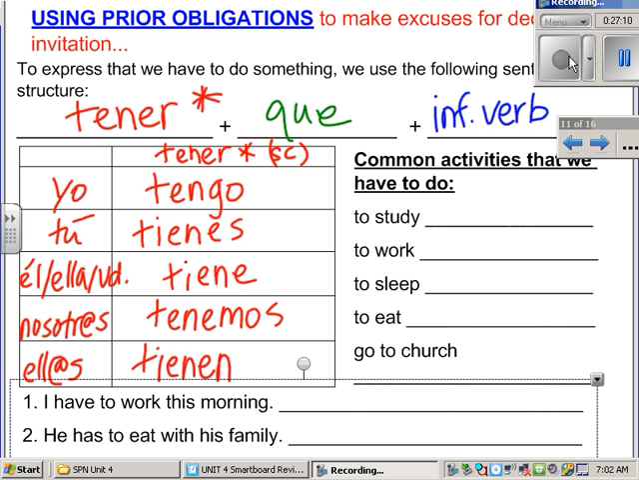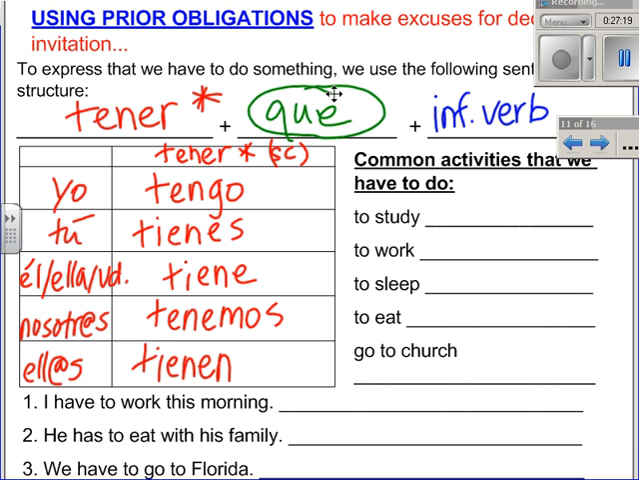All right, so we have yo tengo, tú tienes, él tiene, nosotros tenemos, ellos tienen. We're going to use this now, like I said, with the "que" in between, and then afterwards an infinitive verb. So some common ones we have here: to study, to work, to sleep, to eat, to go to church. You can press pause if you'd like. I'm going to start writing.